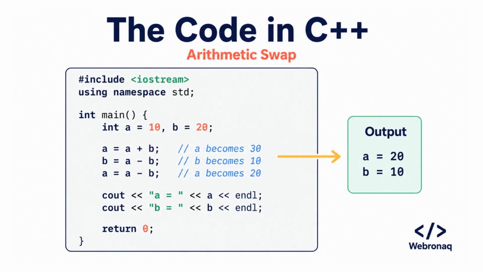Then come the 3 magic lines we just discussed. First, a equals a plus b. a becomes 30. Then b equals a minus b. b becomes 10. And finally a equals a minus b, a becomes 20. After that, we just print a and b to confirm the swap worked. And the output is exactly what we expected. a is now 20, and b is now 10. 3 lines, no temp variable. The swap is done purely through arithmetic.